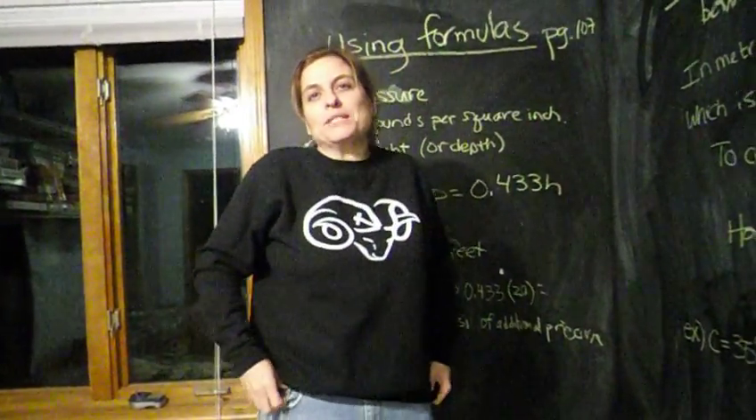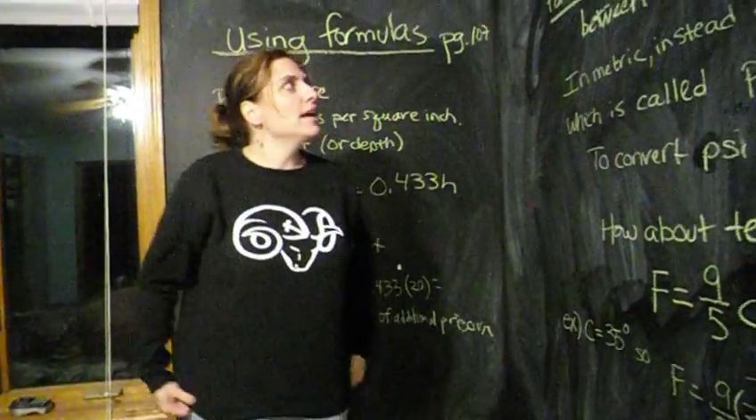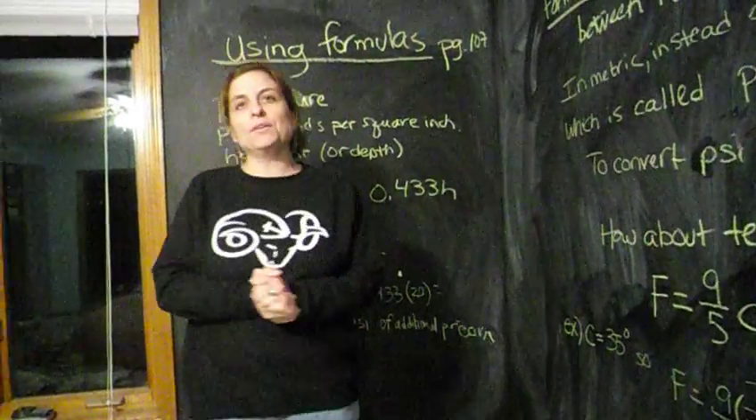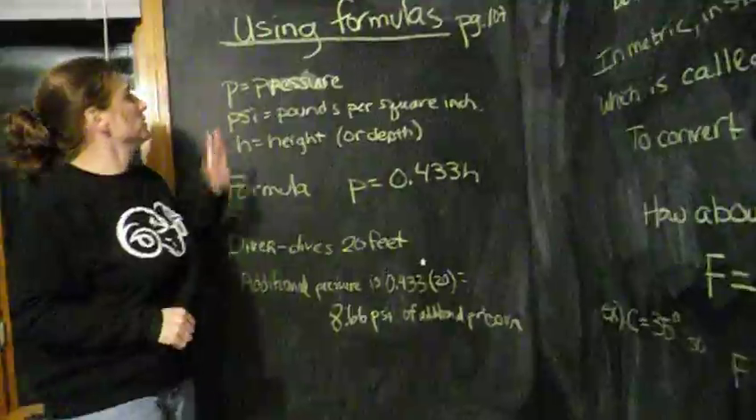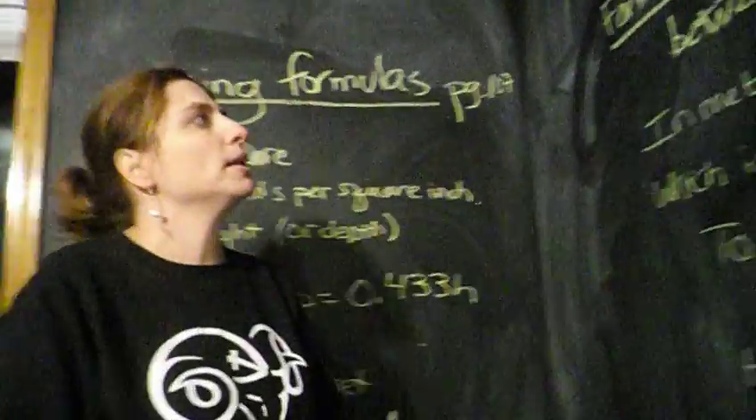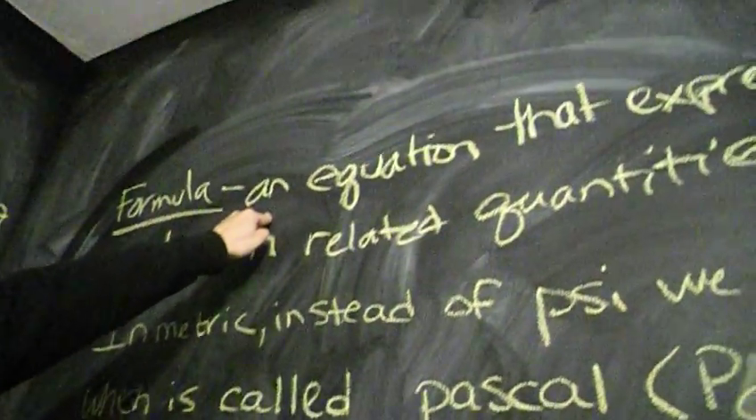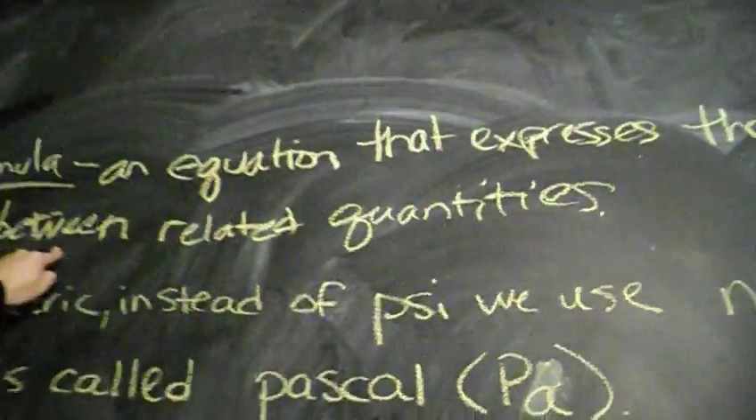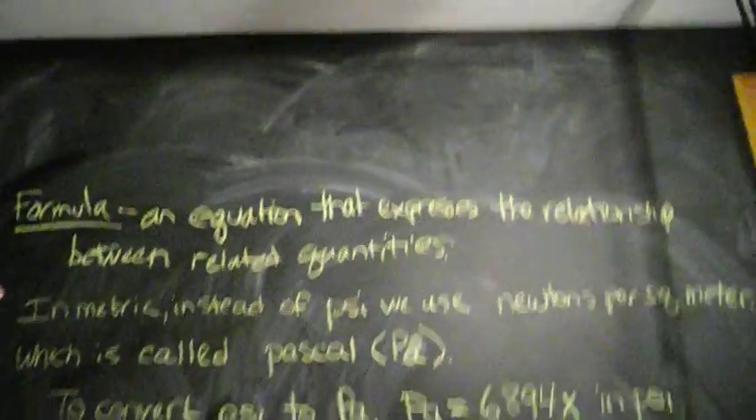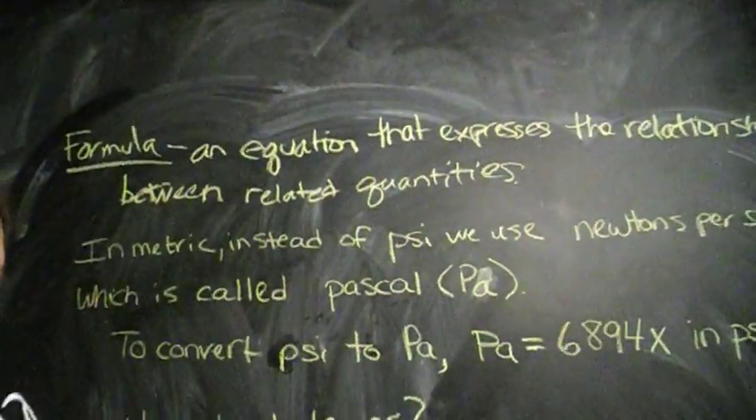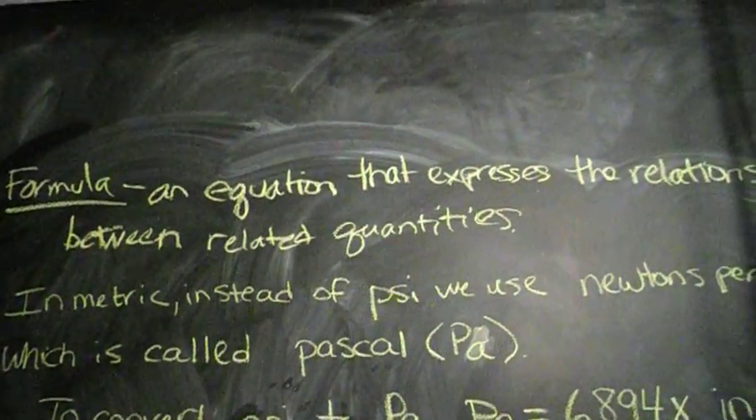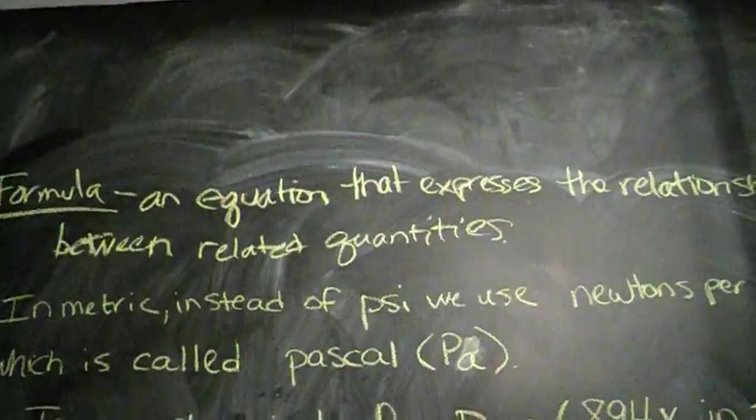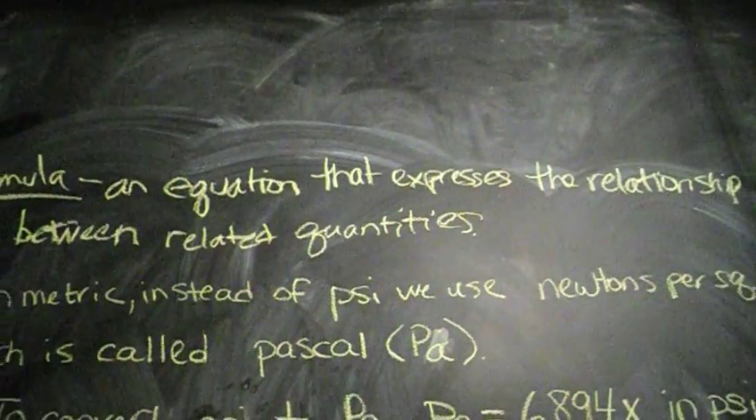So, we're going to be talking about formulas today, and this is on page 107 of your book, so pay attention. All right, so using formulas. First of all, I'm going to tell you what a formula is. It's an equation that expresses the relationship between related quantities. So, it's kind of like a recipe. We use lots of formulas in math. I love formulas because all I have to do is plug things into the formulas and I come out with an answer.